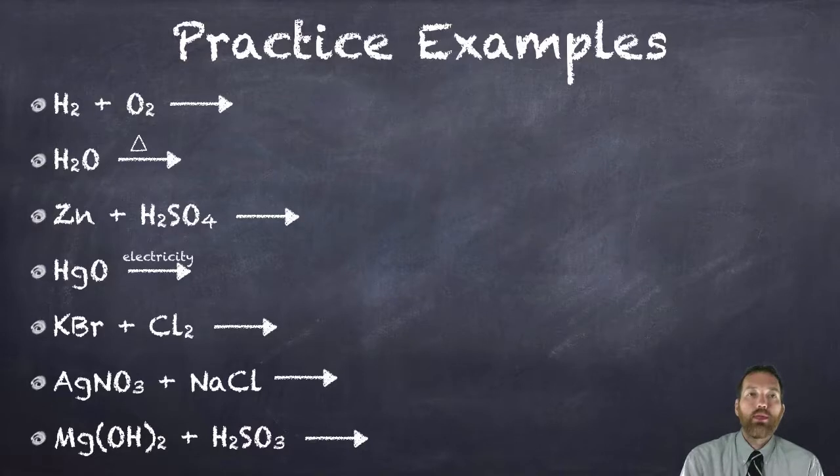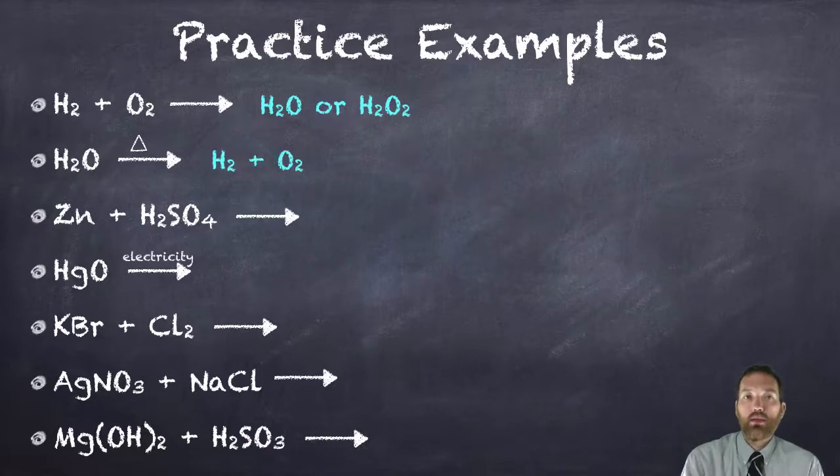Okay, for the first one, we're going to combine the H and the O, and we either get H2O as water, or some of you might have H2O2. Both answers are equally good here. Next one, this water is going to decompose or break down into its elements, H2 plus O2. I'm not going to balance any of these just to save time. Hopefully when you solve them, you balance them.